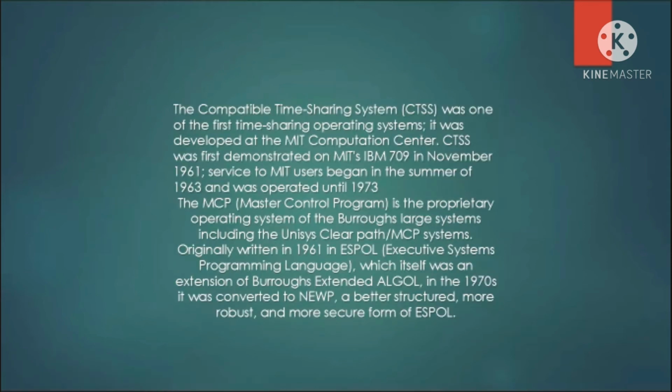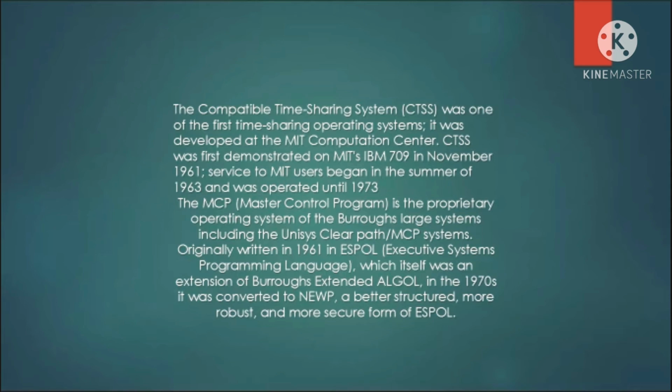The Compatible Time-Sharing System was one of the first time-sharing operating systems. It was developed at the MIT Computation Center. CTSS was first demonstrated on MIT's IBM 709 in November 1961. Use by members of the MIT community began in the summer of 1963 and it was operated until 1973.